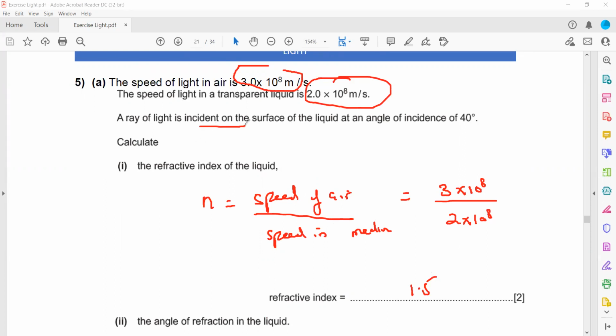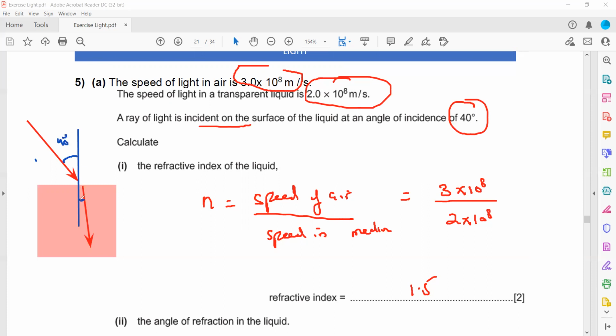Then a ray of light is incident on the surface of a liquid at an angle of 60. It is moving from air to liquid, not glass. That's why it bends towards the normal, or the angle will decrease. The angle of incidence is given, that is 40. We need the angle of refraction, and the refractive index we already worked out, that is 1.5.